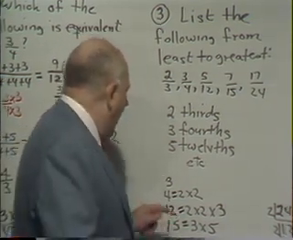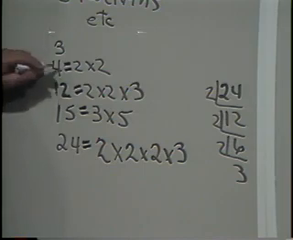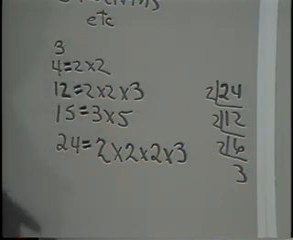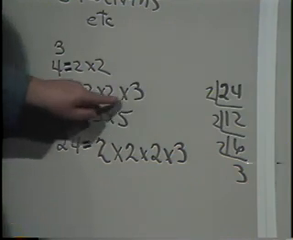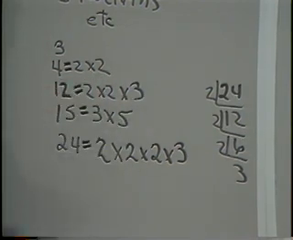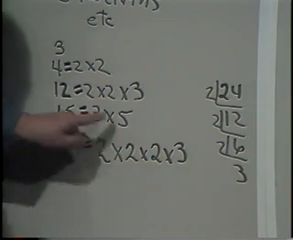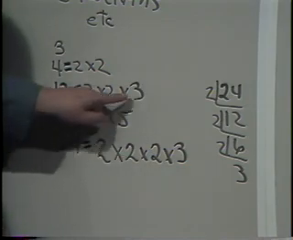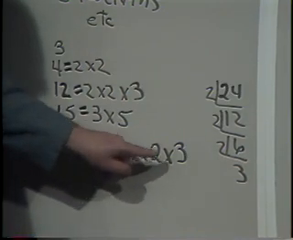And the way we do that is we break each of the denominators into prime factors. You see, the 3 is already a prime. 4 breaks down into 2 times 2. 12 breaks down into what? 2 times 6, but 6 is 2 times 3. So you can check this. 2 times 2 is 4 times 3 is 12. 15 breaks down into 3 times 5. 24 breaks down into 2 times 12. And 12 we just saw was 2 times 2 times 3. So 24 is 2 times 2 times 2 times 3.